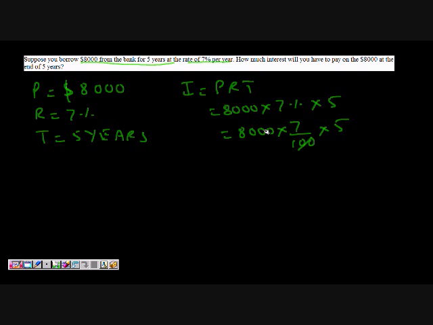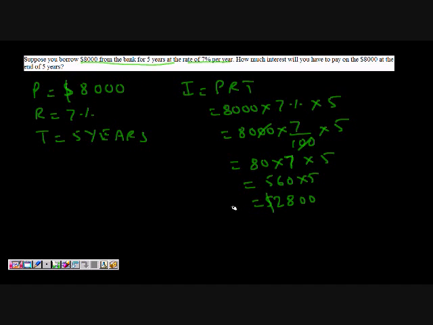So which is 80 into 7 into 5. 80 into 7, 56. 560 into 5, which is 2,800. Okay, so the interest that you pay on the $8,000 loan is $2,800. So at the end of 5 years, you will pay $2,800 extra for the $8,000 that you borrowed. Okay, and that's how you solve this problem.